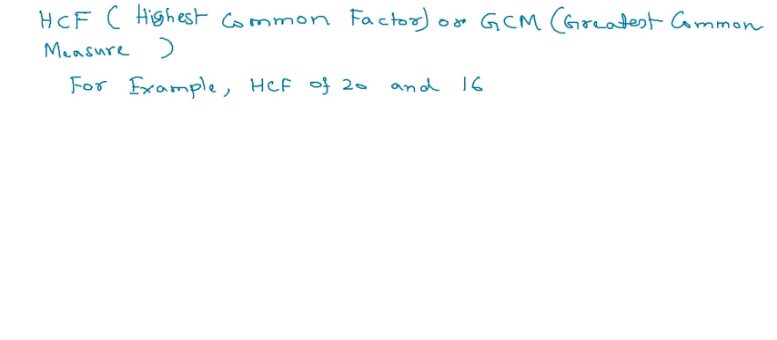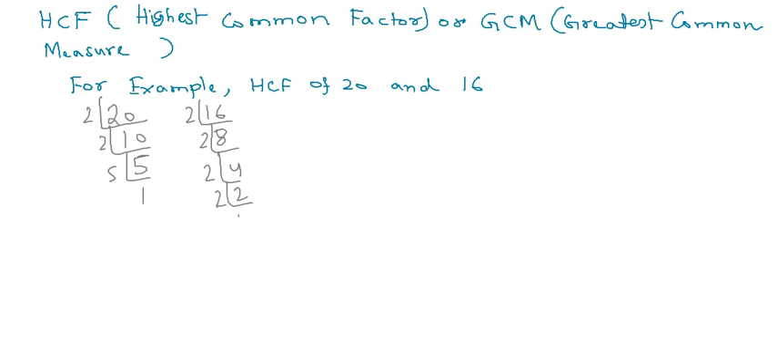So we can factorize 20 in this way, like 10, 5 and 1. Similarly for 16 we have. So 20 equals 2 square into 5 to the power 1 multiplied by 1. For 16 we have 2 to the power 4 multiplied by 1. So in order to find out HCF, we have to take the common factor.